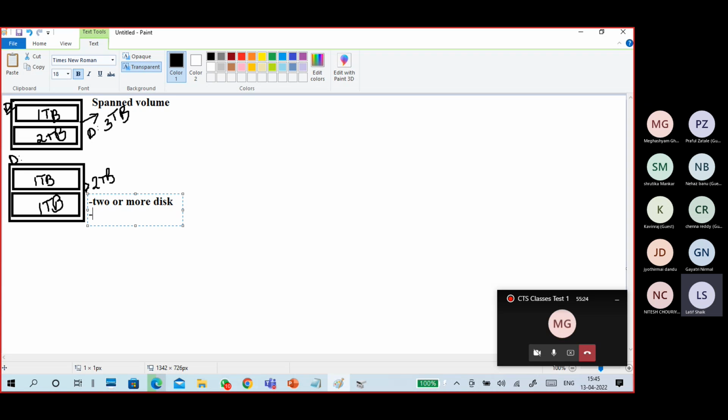No disk failure. Disk should not be failure. If a disk fails, you can't access the data. If any disk failed, can't access data. This type of write is called write 0.